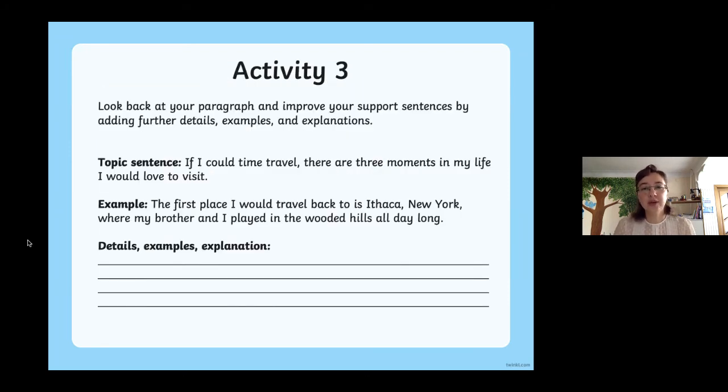Now we move to our next activity, number 3. Look back at your paragraph and check if you have good support sentences. If you don't have, please add those support sentences by adding further details, examples, and explanations. If you don't have support sentences, no problem. You are not going to waste your time. Please look at the topic sentence I have provided for you and try to write some details, examples, or explanations to it. You can do that orally if you don't feel like writing. That's all right. So let's take 2 to 3 minutes for this activity.